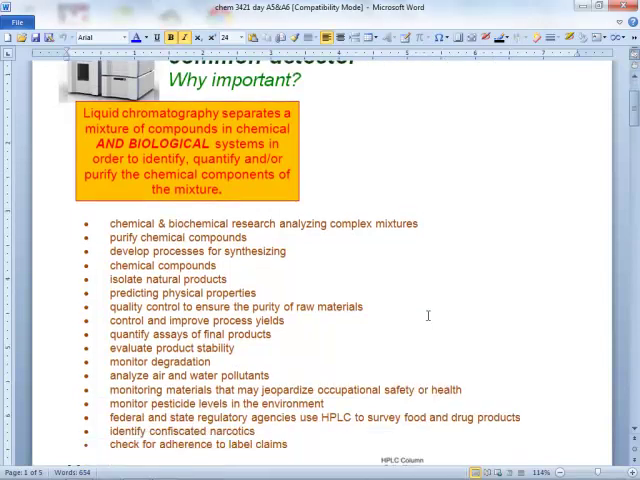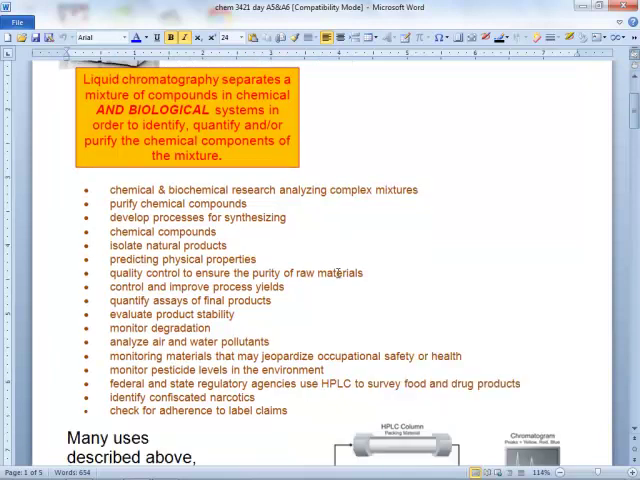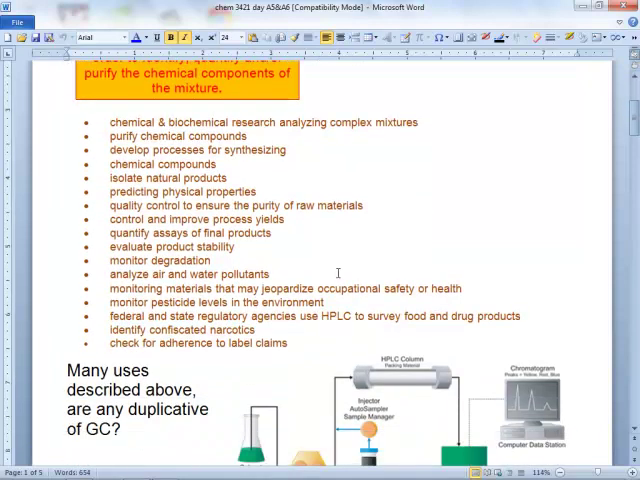All right, so you can quantify with it. You can find out what things are. I guess pretty much depends on what your goals are. And here's a bunch of goals, right? A lot of things are described above. But can you see one that looks like it could have been done with the GC and just as well?